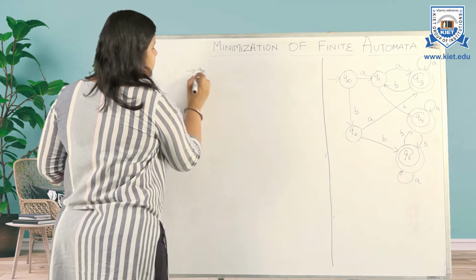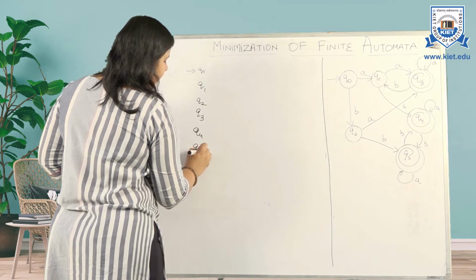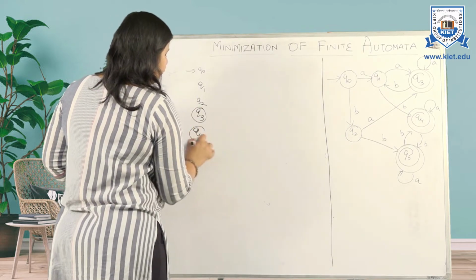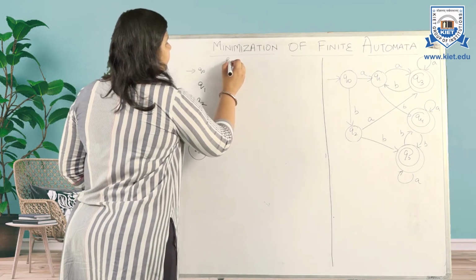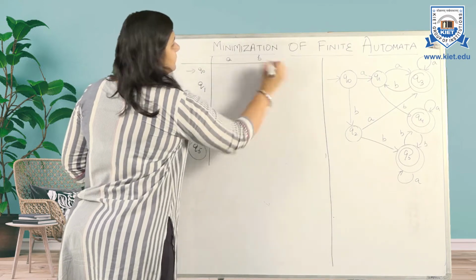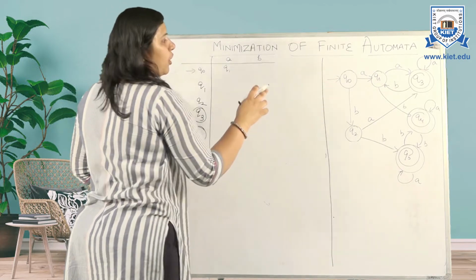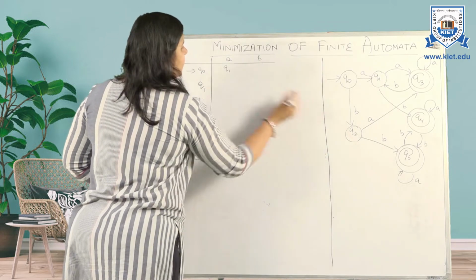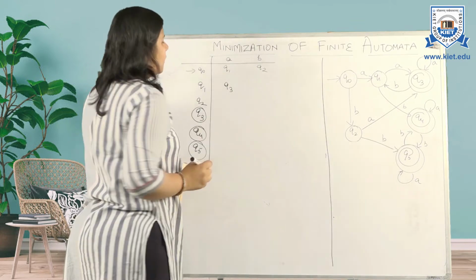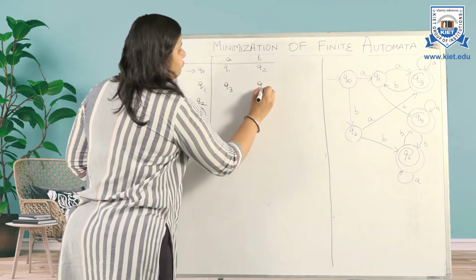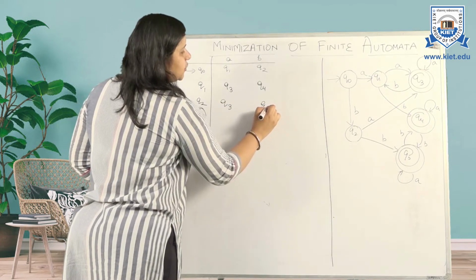We start with the transition table. We have Q0 as the initial state. We have Q1, Q2, Q3, Q4, Q5, wherein Q3, Q4 and Q5 are final states, so we make a circle on those. The input alphabets are A and B. Q0 on A goes to Q1. Q0 on B moves to Q2. Q1 on A goes to Q3. Q1 on B goes to Q4. Q2 on A goes to Q3. Q2 on B goes to Q5.